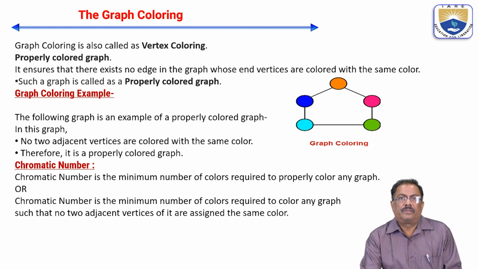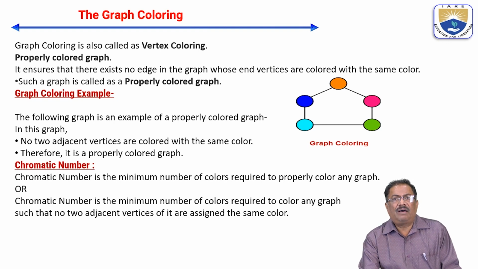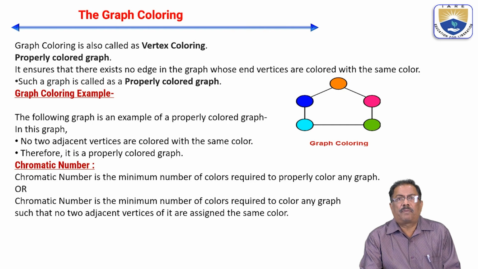What is graph coloring? Graph coloring is also called vertex coloring. Graph coloring is nothing but a properly colored graph. Any graph which is properly colored is a coloring of a graph. A properly colored graph ensures that there exists no edge in the graph whose end vertices are colored with the same color. Such a graph is called a properly colored graph.